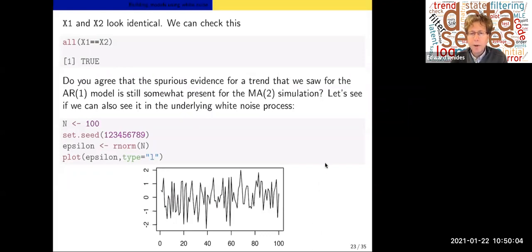Okay, we're going to keep going with a random walk model, but we're going to take a quick pause.